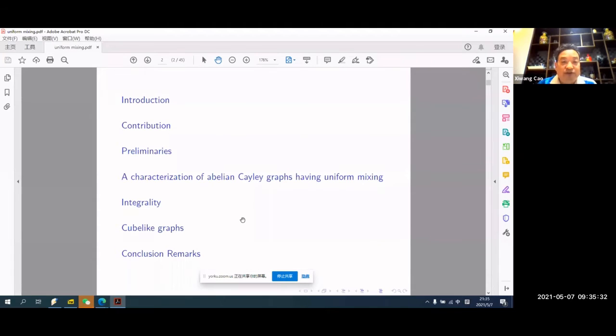This is the outline of the talk. First is the introduction, and second is my contribution. Then I will introduce some preliminaries. After that, I will give a characterization of abelian Cayley graphs having uniform mixing. Then I will mention some results on the integrality of such graphs. Then I will talk about Kubelik graphs. The last section is the conclusion, some concluding remarks.